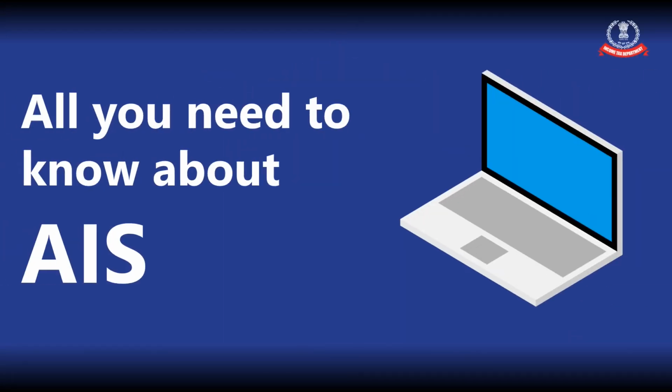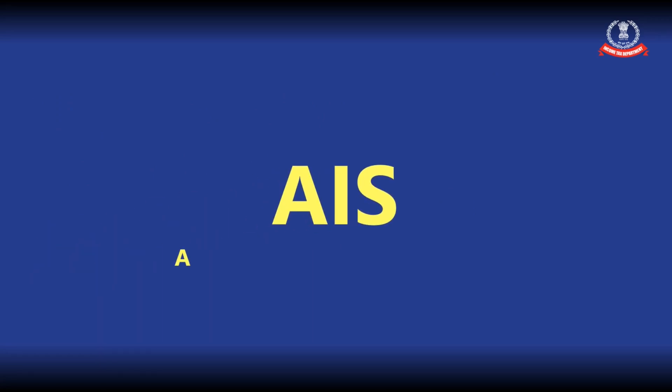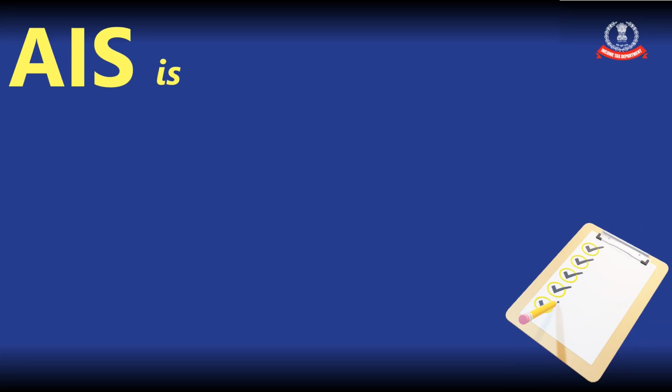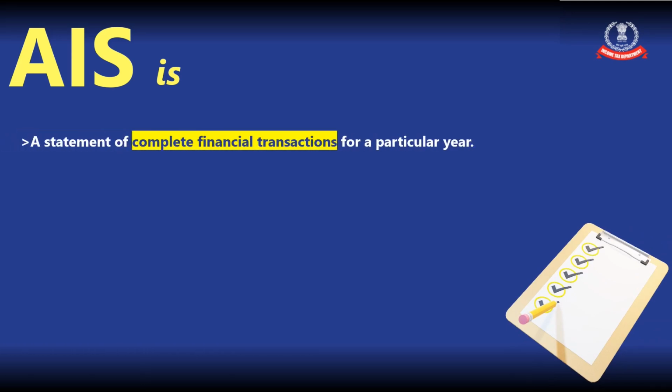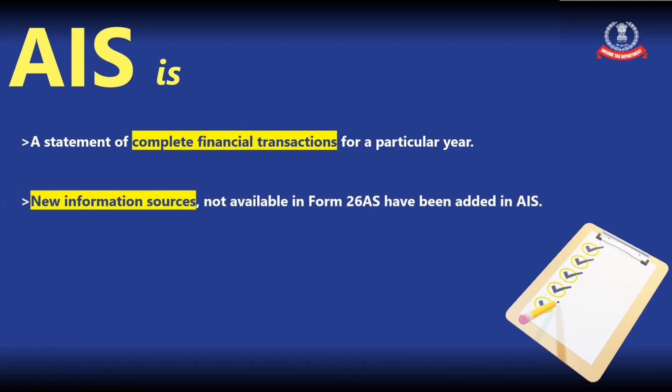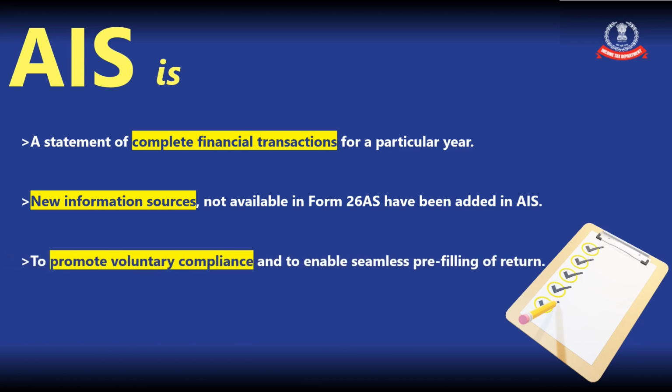This video is on all you need to know about AIS, Annual Information Statement. Annual Information Statement is a statement of complete financial transactions of a taxpayer for a particular year. New information sources not available in Form 26AS have been added in AIS to promote voluntary compliance and to enable seamless pre-filling of return. It also deters non-compliance.